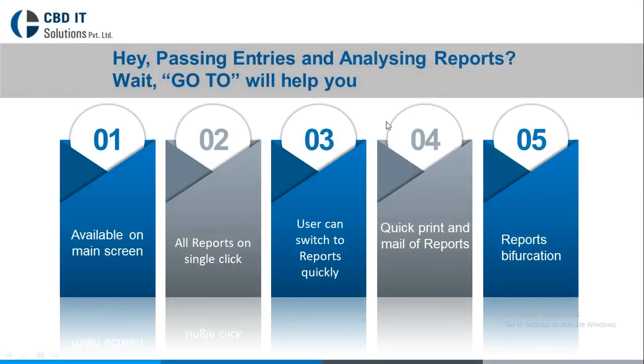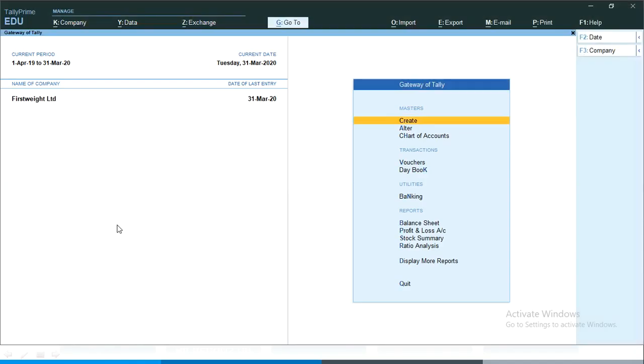Passing entries and analyzing reports, GoTo will definitely help you. It's available on the main screen. So in Tally, this additional feature is given as GoTo in Tally Prime, which is available on the main screen.